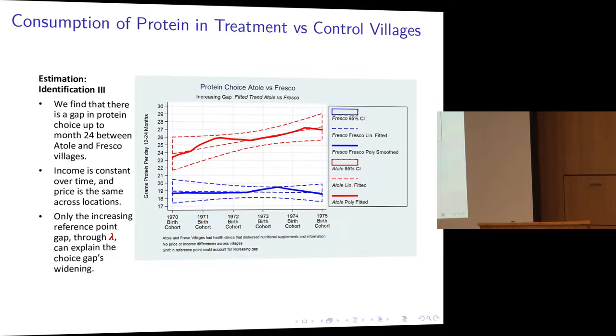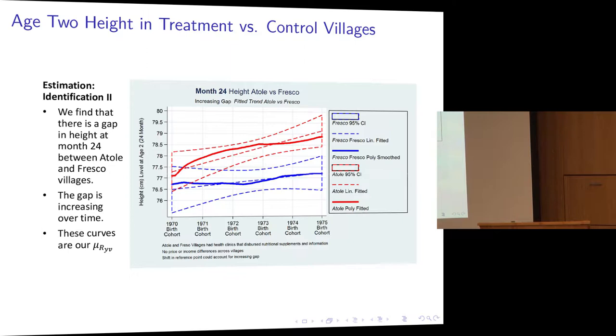Okay, so the model doesn't do too great a fit when we look at early parts of the experiment. It overpredicts what the height should be, so I don't want you to be thinking too much about the results for the cohort born in year 1970. But for the year 1971 and above, this is not so bad. Okay, the same thing for protein choice. Not so bad.